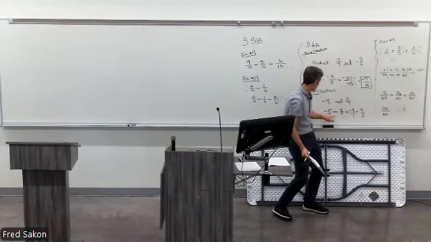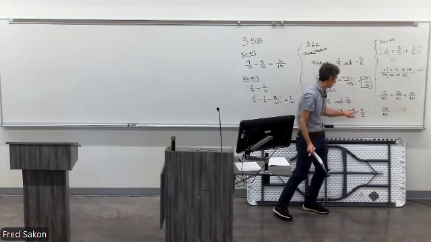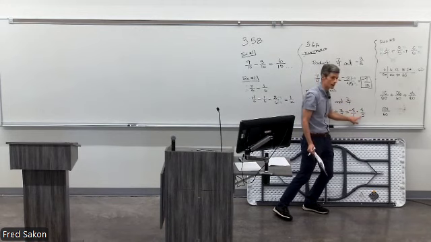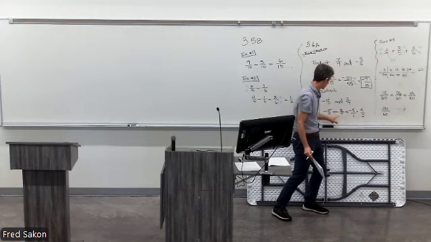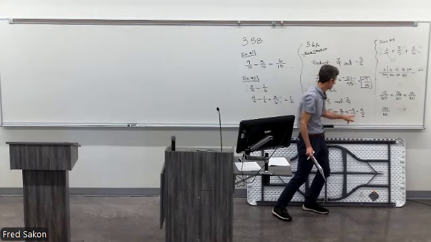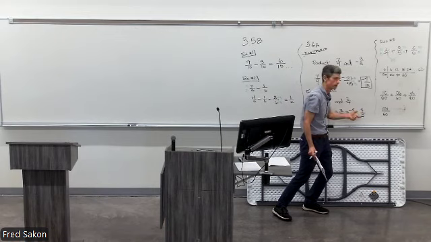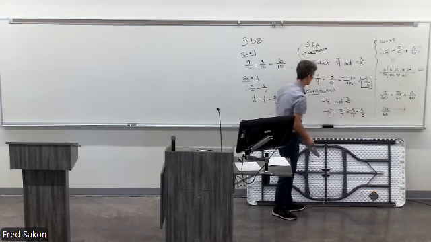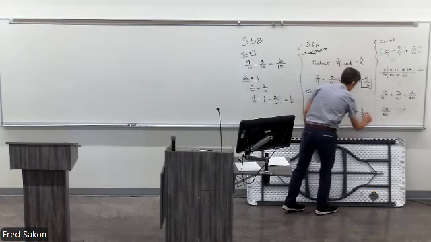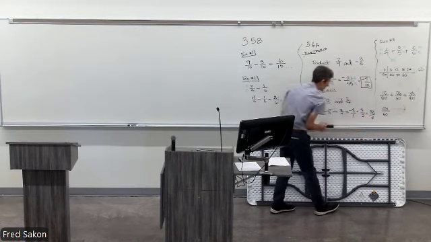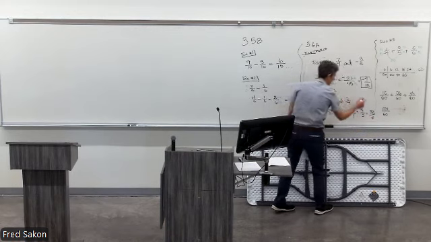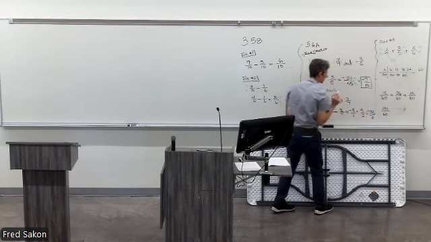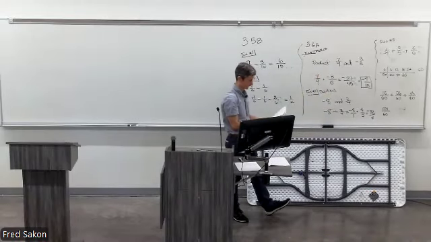When we have divided fractions, we want to write it as multiplying the flip of the one after the division. The divide 3/4 becomes times 4/3. And then multiply our numbers. We've got one negative, so the result's going to be negative.